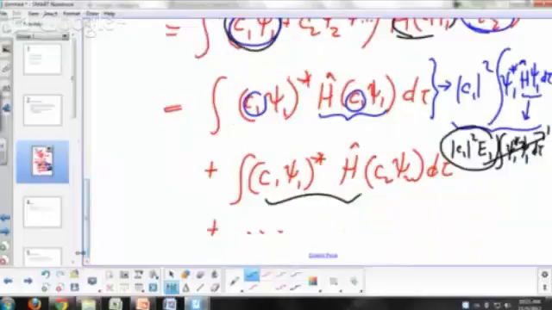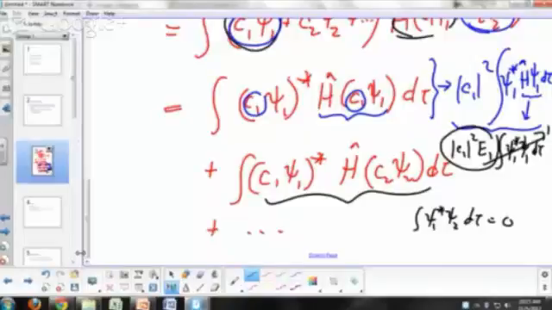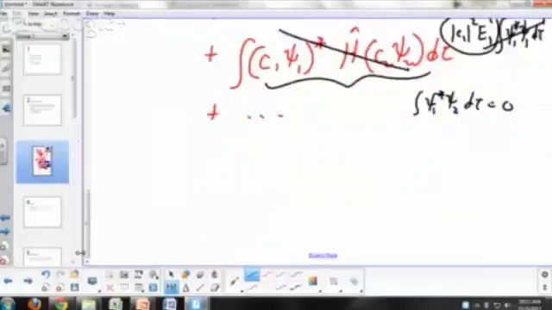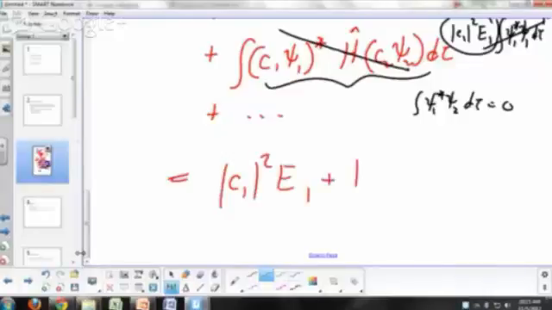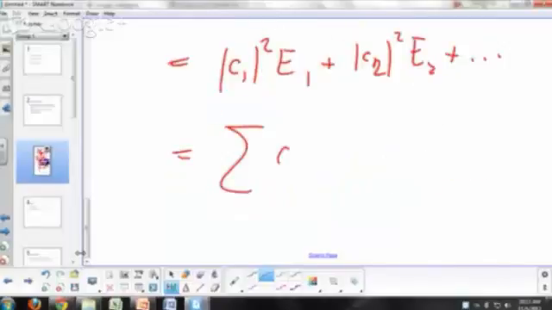Well, what happens if you did this part right here? You're going to end up with an integral of psi 1 star psi 2 d tau, which will make it 0. Psi 1 star and psi 2 would be orthogonal. So this term is going to drop out. So the only terms that will survive will be C1 squared E1 plus C2 squared E2 plus, and so on and so forth. Or we can write that as the sum of C sub i squared E sub i. So that's your numerator.